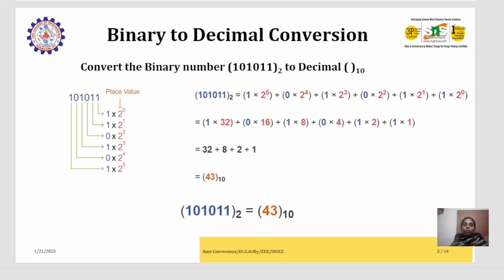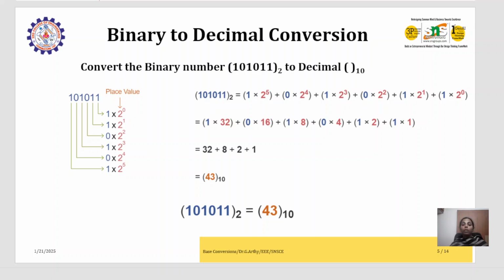And now, binary to decimal conversion. If it is a binary number, how to convert? See, this is a binary number: 101011. These digits have some weights. Here, this is the least significant bit, that is the bit with the lowest weight, and this is the most significant bit, that is the bit with the highest weight. Since it is a binary number, the weight will be a power of 2.